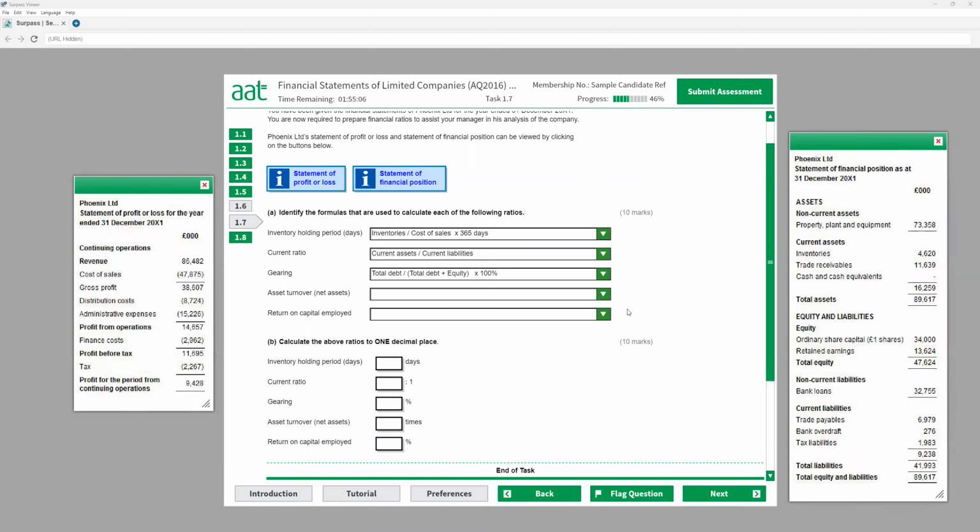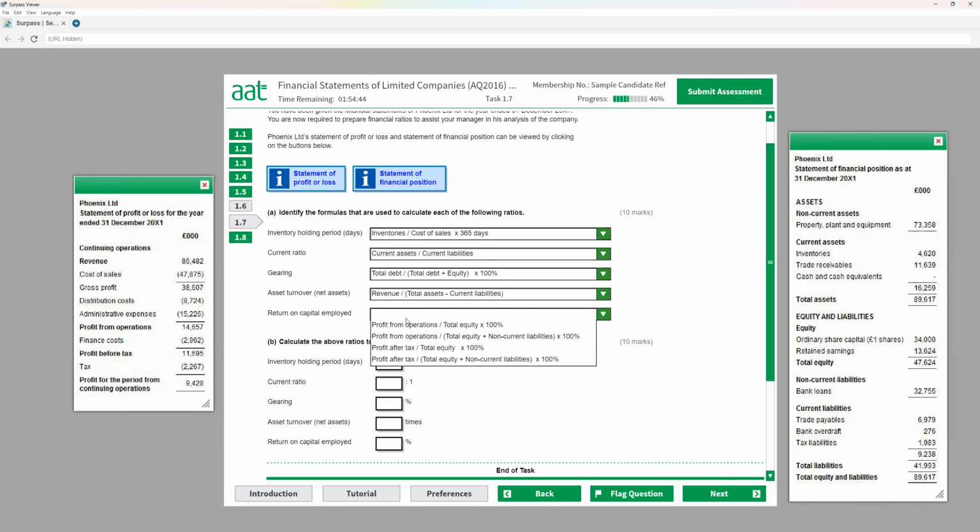Asset turnover is the sales divide the total asset minus current liability. So sales means revenue, divided by total asset minus current liability. Or you can say net asset. So revenue divide net asset. Net asset represents the total asset minus current liability.